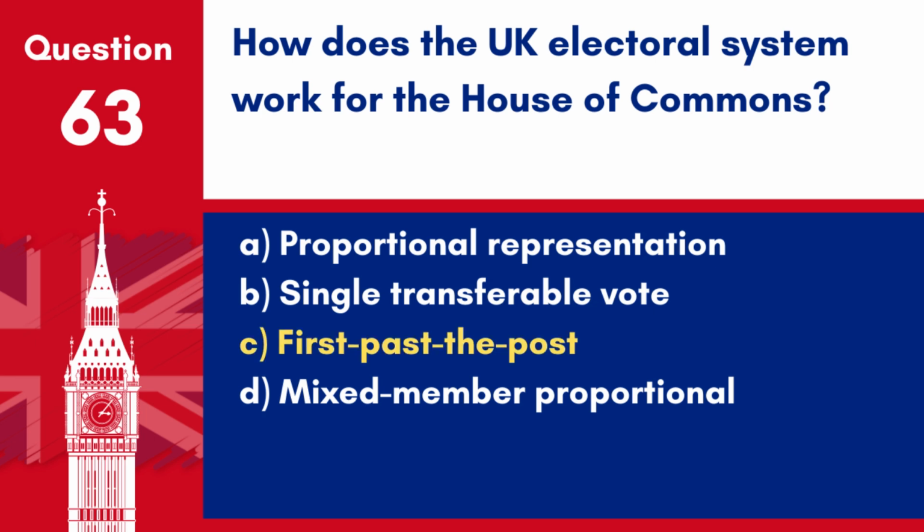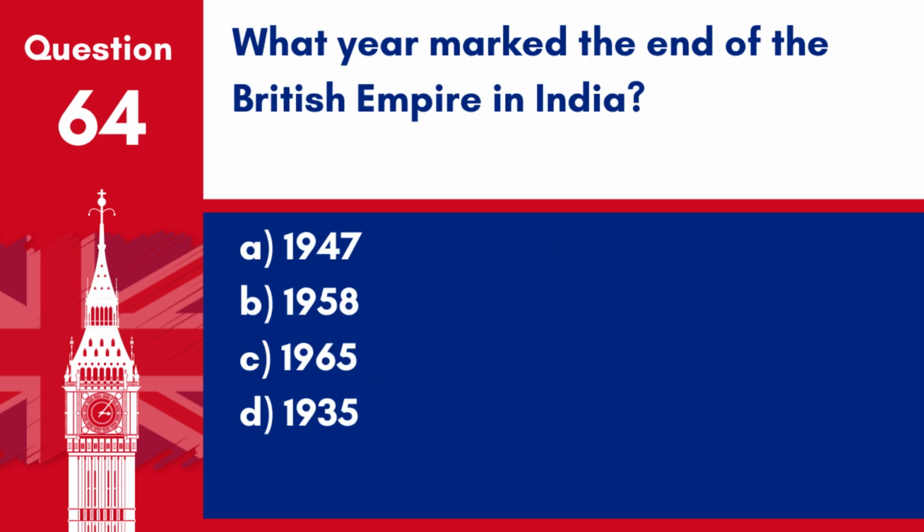Answer: C. First past the post. The UK uses the first past the post system for elections to the House of Commons, where the candidate with the most votes in each constituency wins a seat. Question 64. What year marked the end of the British Empire in India?